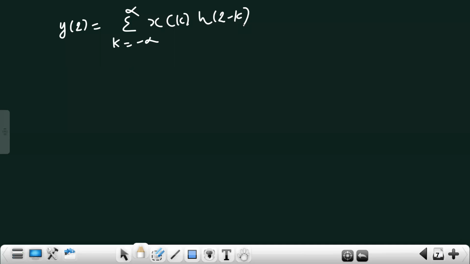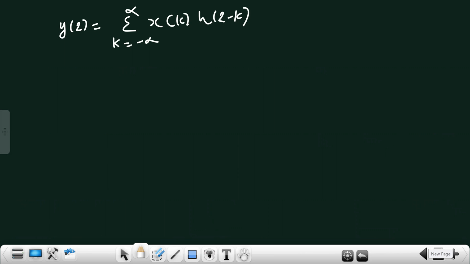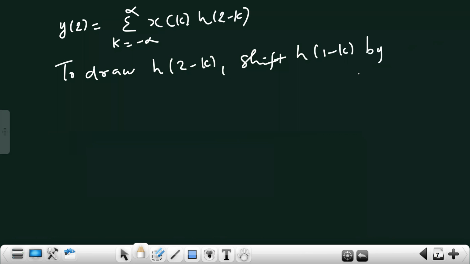By 2, or else simply you can observe h of 1 minus k itself now, and shift it right side again by 1 unit. That also is fine, right? Because otherwise some careless mistakes will be there. So what you have to do is observe h of 1 minus k and shift right by 1 unit. That will get you h of 2 minus k. So to draw h of 2 minus k, shift h of 1 minus k by 1 unit towards right.